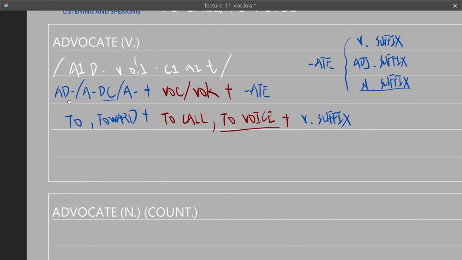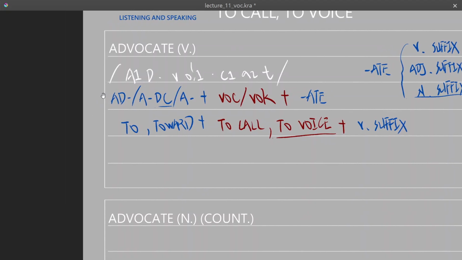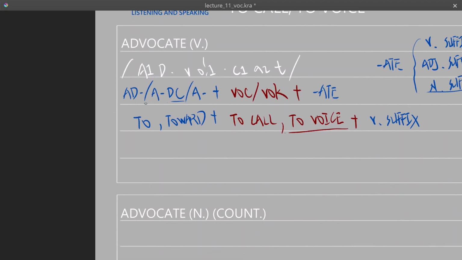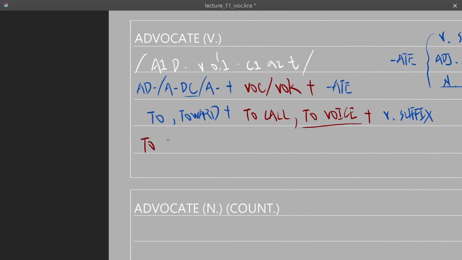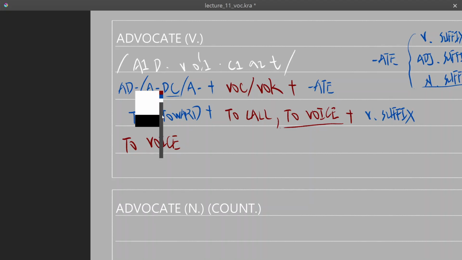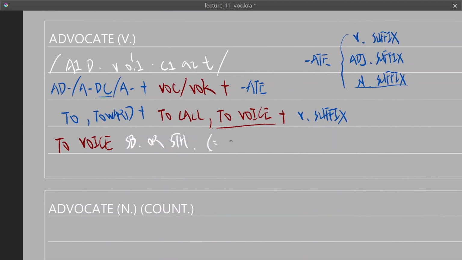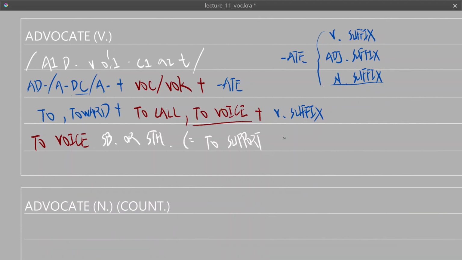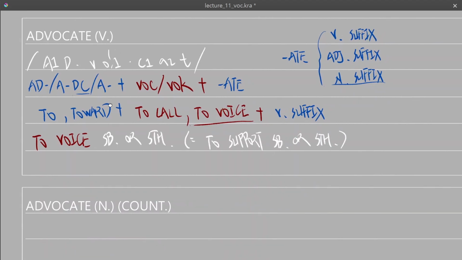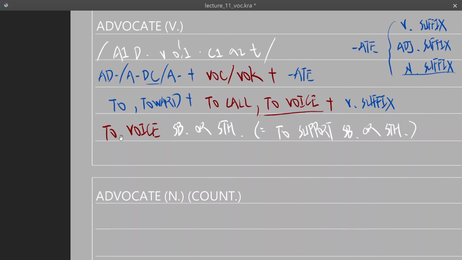All right, so advocate literally means what? It means to voice somebody or something, that is, to support somebody or something. Cool. Advocate.